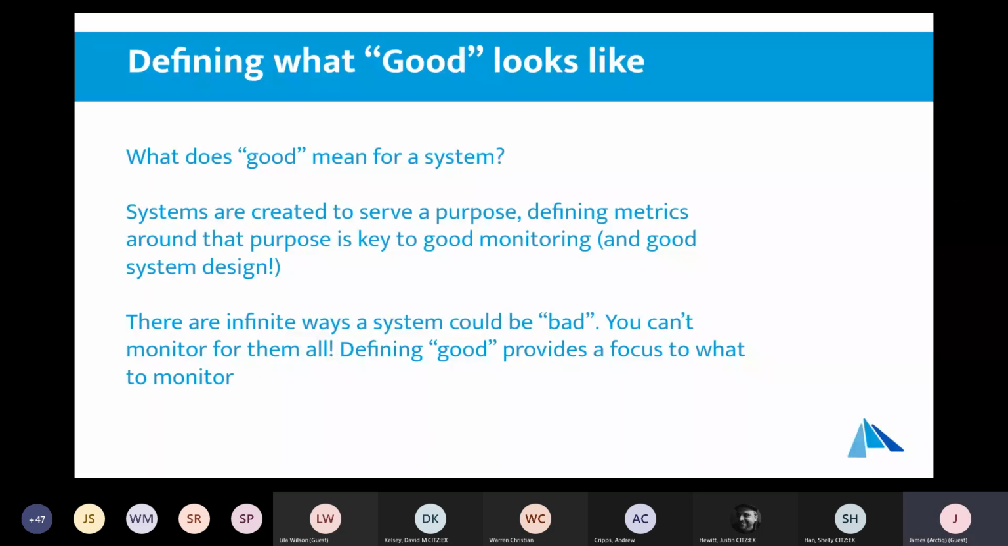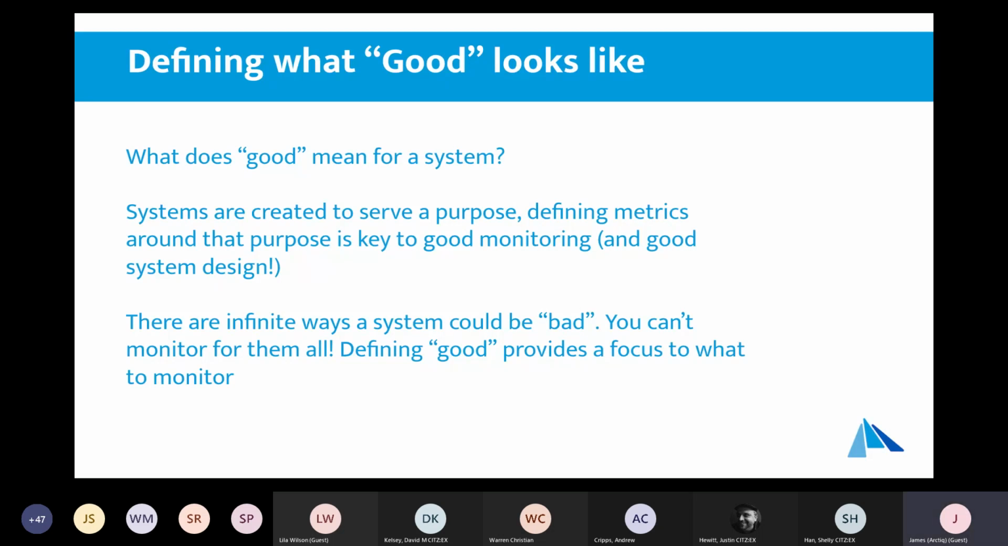So I talked about defining what good looks like. We create systems to serve some sort of purpose, and we need to be able to define metrics around how well they are meeting that purpose, not just for monitoring, but for system design in general. A lot of times monitoring ends up being designed to catch bad, but the problem is that there are many different ways things can be bad, and you can't monitor for them all. If you have clear, well-defined expectations about what a service is supposed to be doing, and you define what good is, that provides a focus on where to put your efforts towards building monitoring.